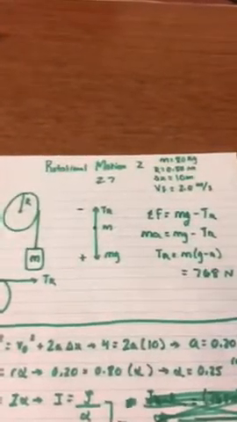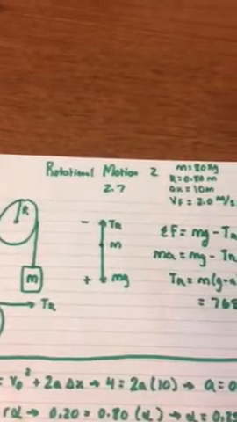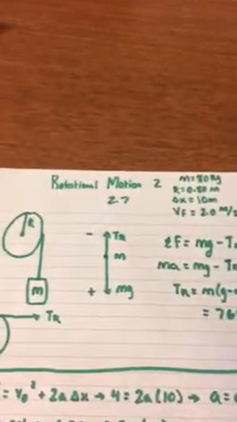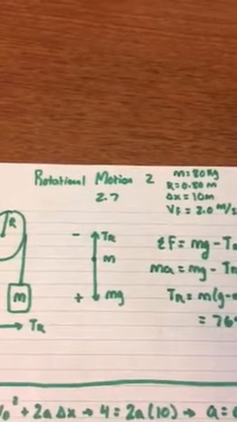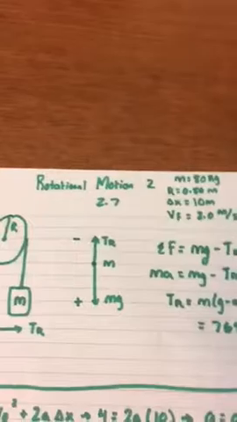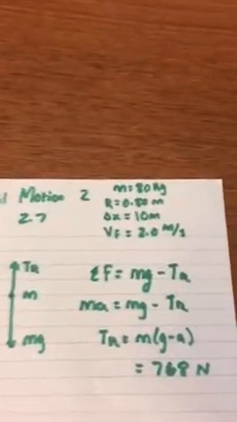Okay, so next I'll be doing rotational motion 2, problem 2.7. Essentially we're given this scenario where we want to determine the rotational inertia and the mass of a uniform 0.80 meter radius flywheel that we need to buy. And we want to buy this so we can go through all these restrictions.